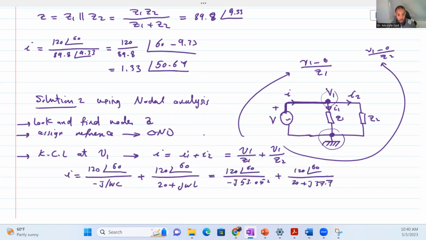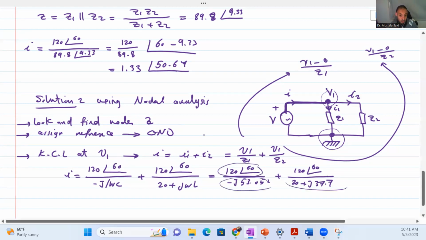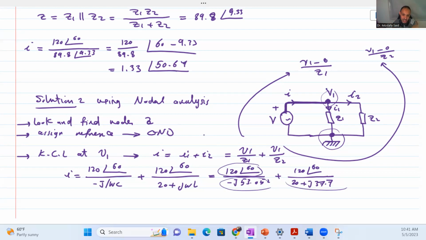Now we're going to use our online complex calculator again to solve this. But we should convert the 120 angle 60 into rectangular form, or convert these two into polar form, whatever you like. If you do the first one, it's just one conversion. If you convert the rectangular ones to polar, you do two conversions, more time. So we're going to do the first one.